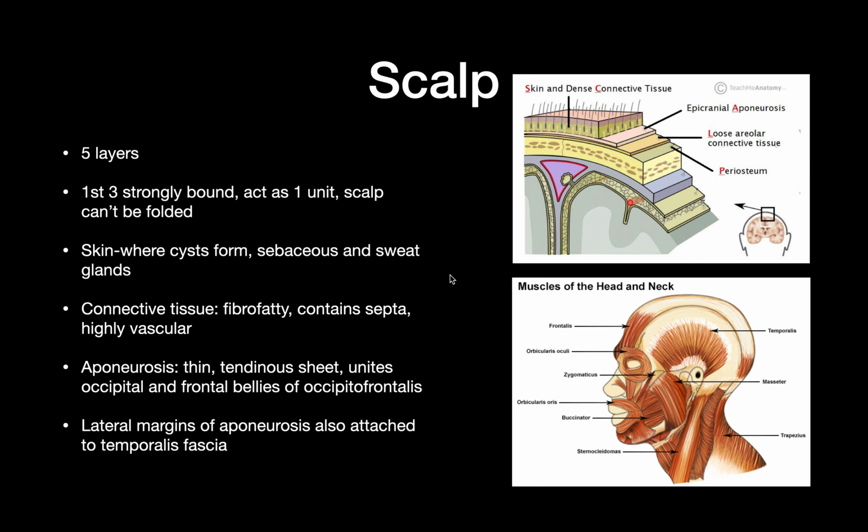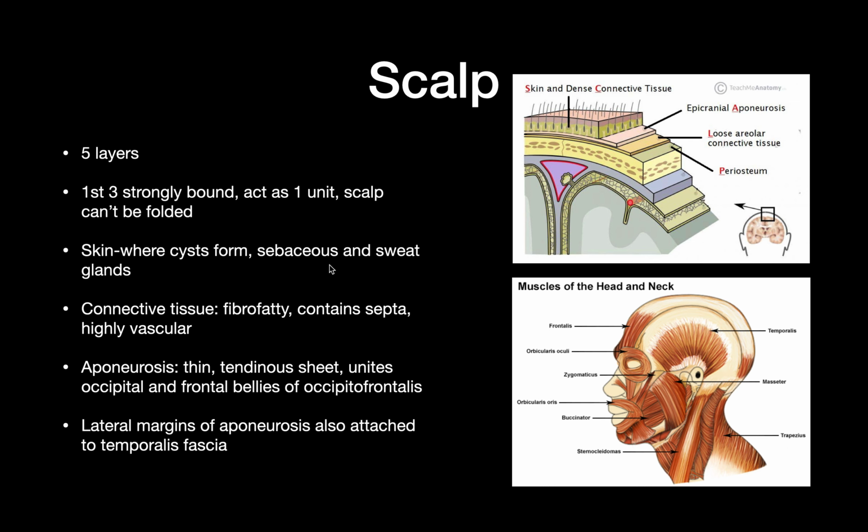So the scalp is made out of 5 layers, and the word scalp is actually a mnemonic. The first layer is the skin, the second is the connective tissue, third is the aponeurosis, then the loose areolar connective tissue, and then the periosteum. SCALP. The first 3 layers are strongly bonded and act as one unit, so the scalp can't be folded.